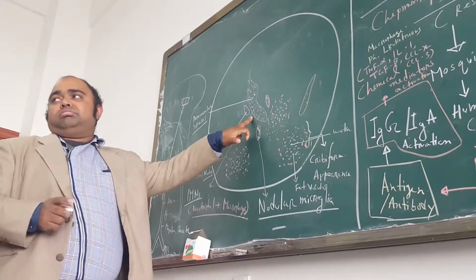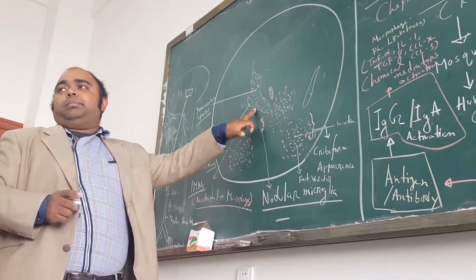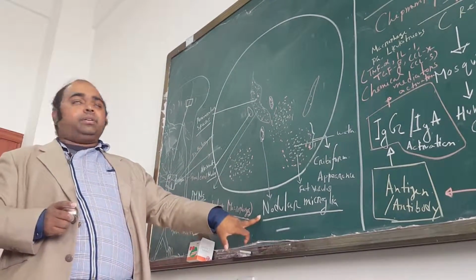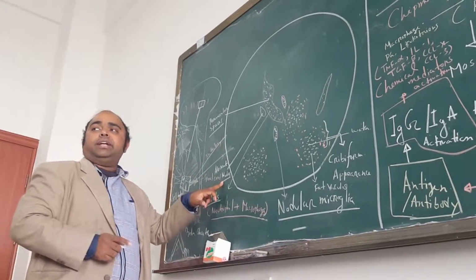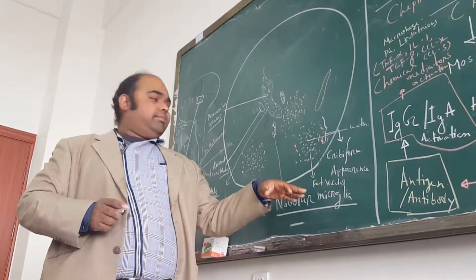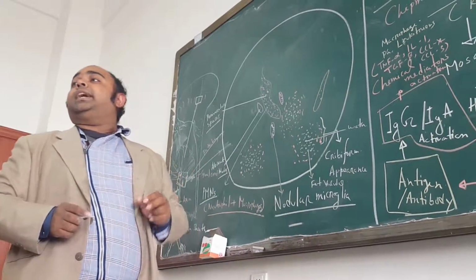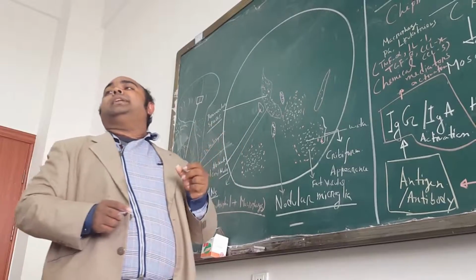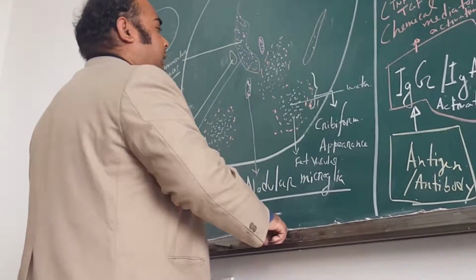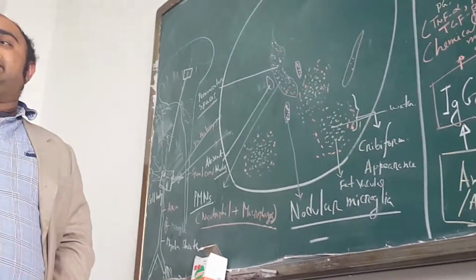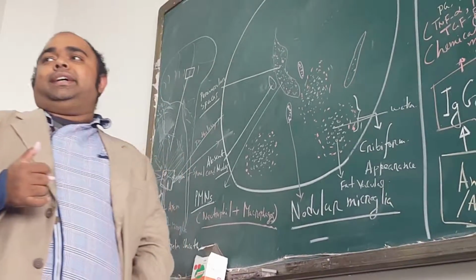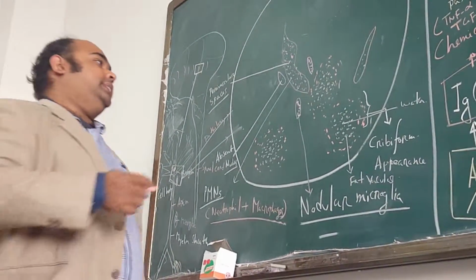Number 1, perivascular polymorphonuclear infiltration. Number 2, nodular microglia. Number 3, absent nucleus in some microglial cells. Number 4, cribriform appearance of the brain parenchymal cells. Number 5, very important, there is a neuronophagia and satellitosis. What is it?